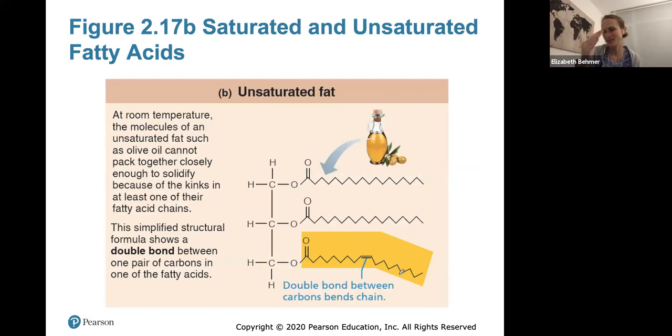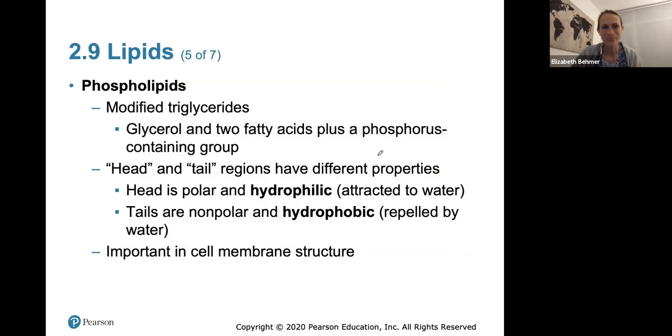And when that chain bends, all of a sudden these 3 chains of fatty acids cannot stack nicely on top of each other because you have this bend that doesn't want to fit in with the other ones. So that's why unsaturated fat is seen as more healthy, because these fatty acid tails cannot pack as closely together. So we show olive oil there.